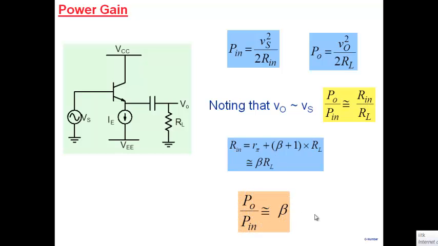So P0 by Pin, you can get beta. That is, the power delivered to the load divided by the power taken from the input. The ratio can be as large as beta here. So that's why we call it an amplifier. There's a power gain here.